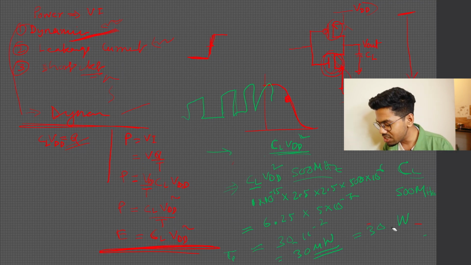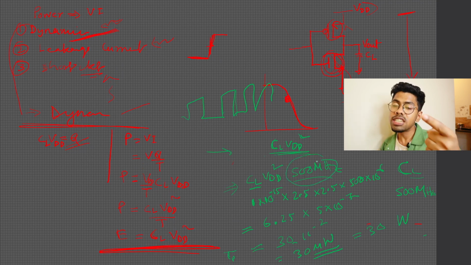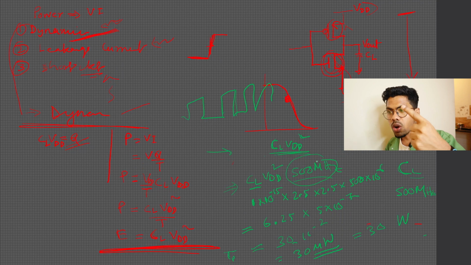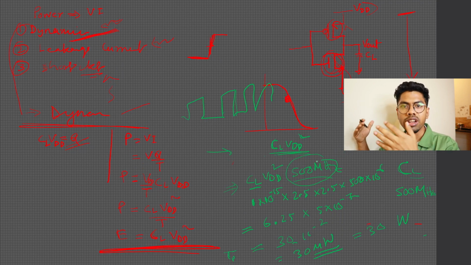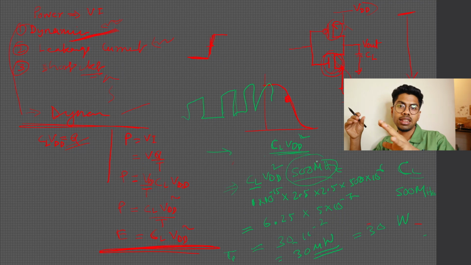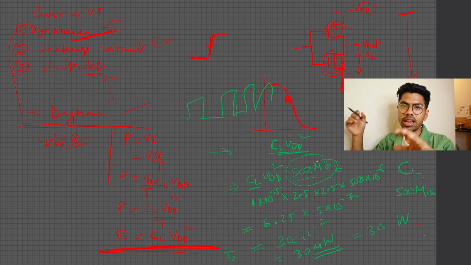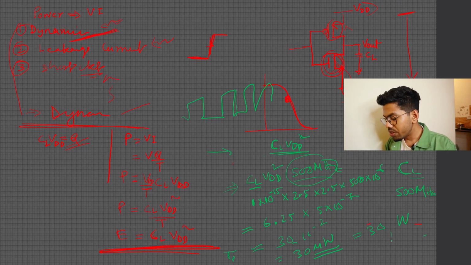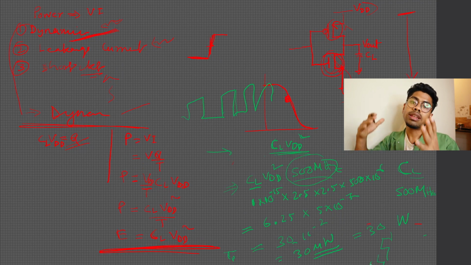But here we have considered that each of your 1 million gates will toggle their output for each cycle of the 500 megahertz signal, but that is not the case. The architecture designer designs the circuit in such a way that each gate will toggle the minimum number of times.